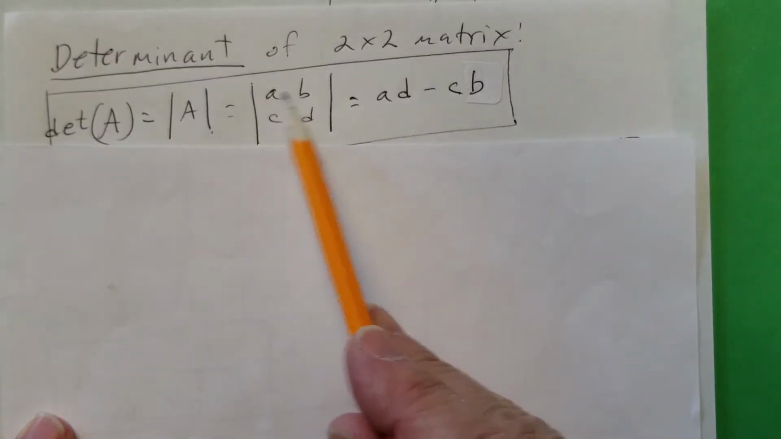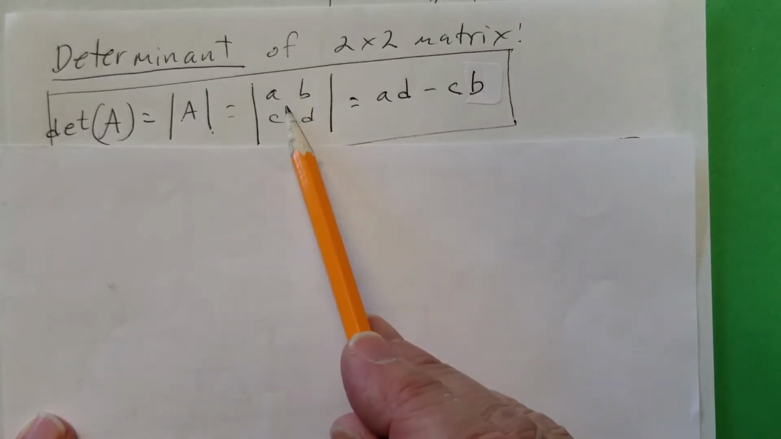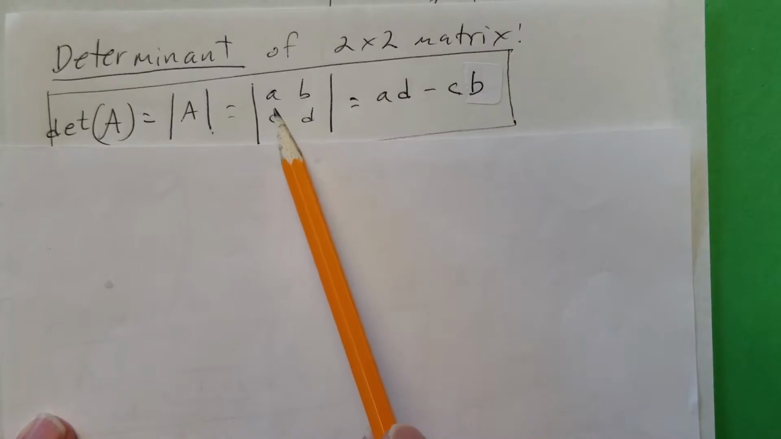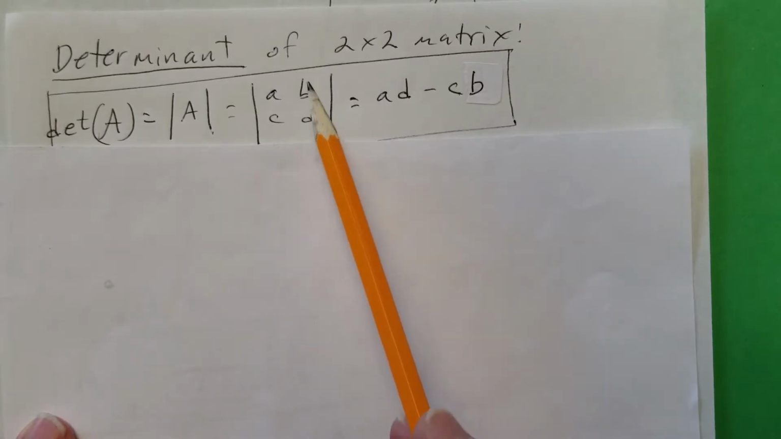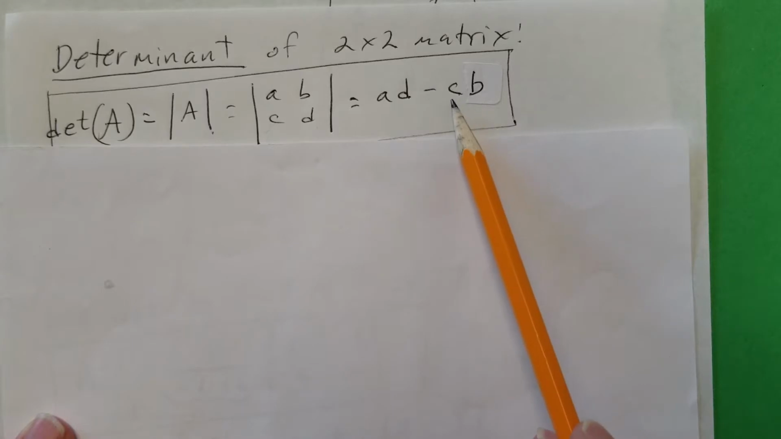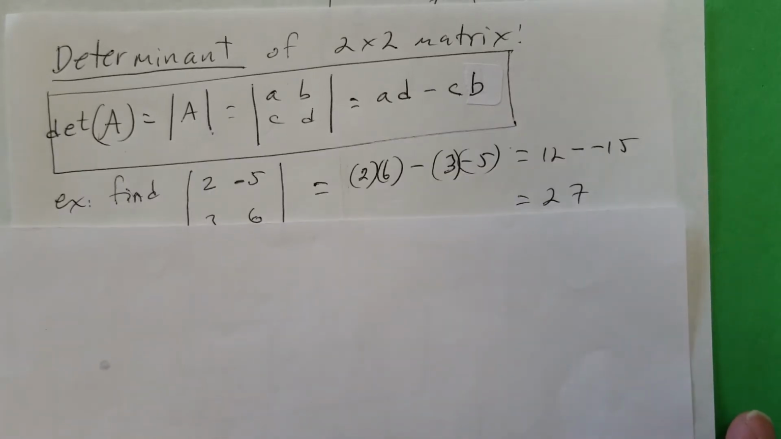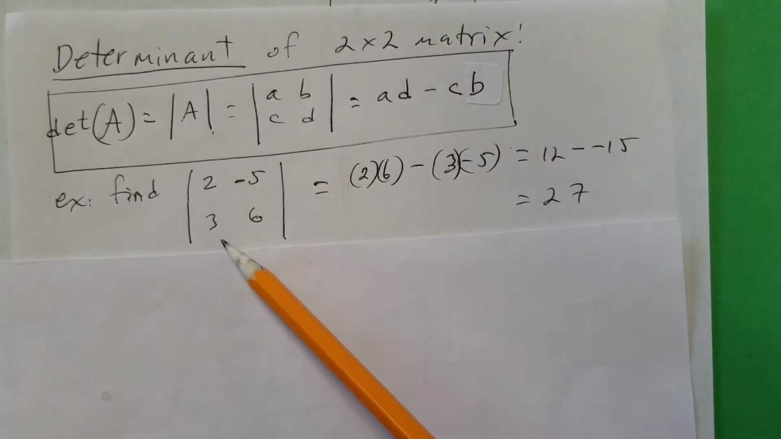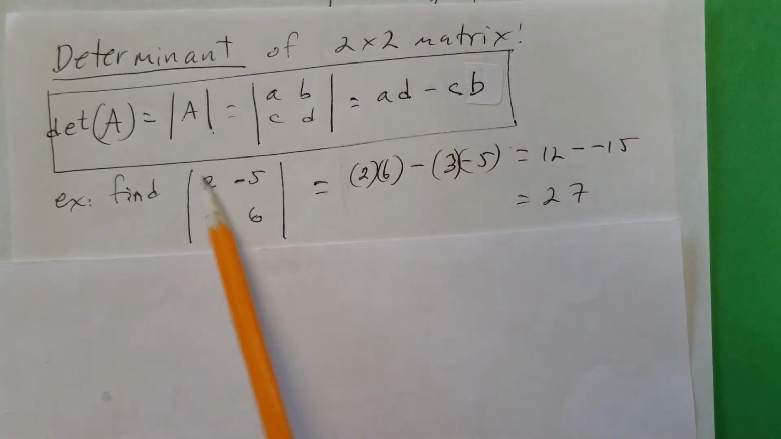Well, it has to be 2 by 2, and here's what you do. It's a numerical value. So what you do is you cross multiply A times D, C times B, and then you subtract. Whatever that comes out to be, that's your determinant. For example, see the bars here? So it's asking you to find the determinant of this matrix. What is that? Well, it tells you. Cross multiply and subtract the answers.